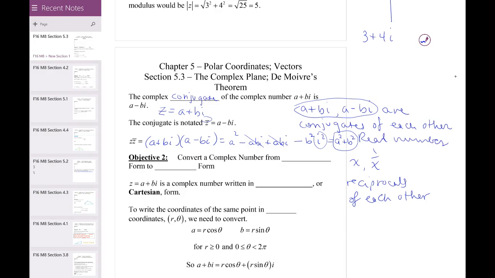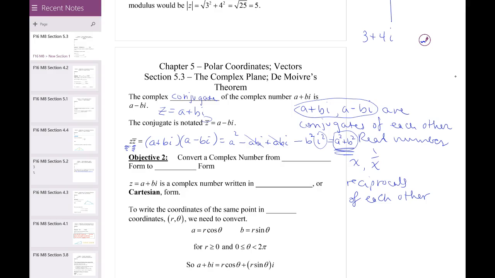So what we have just showed is whenever you multiply a complex number by its conjugate, you get a real number. Because we did it in general, then it means it's always true.